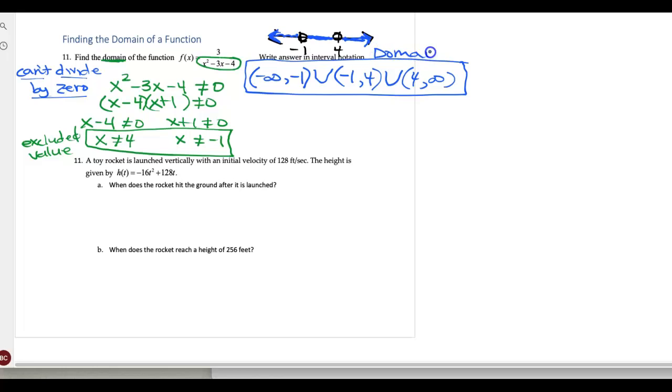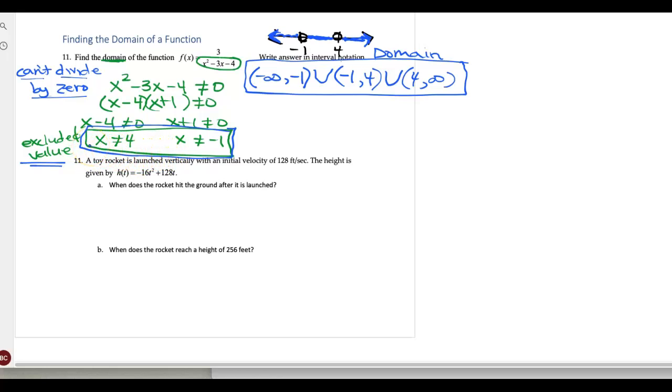Okay, so if it asks you to write it as the domain in interval notation, this is how you write it. If it just asks for the excluded values, then you write it like this. Okay, what x cannot be. So just make sure you notice your directions carefully on what it's asking you to do there.